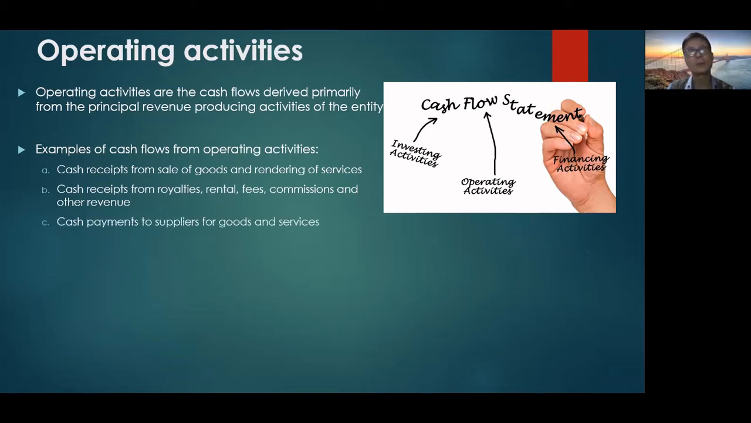Cash, such as this: cash payments to suppliers for goods and services. So these are like accounts payable. These are actually additions to the cash flow. Why? Because cash payments are a deduction from the cash flow of the company, because the money goes out. But the incurrence of the accounts payable is an addition to the cash flow.